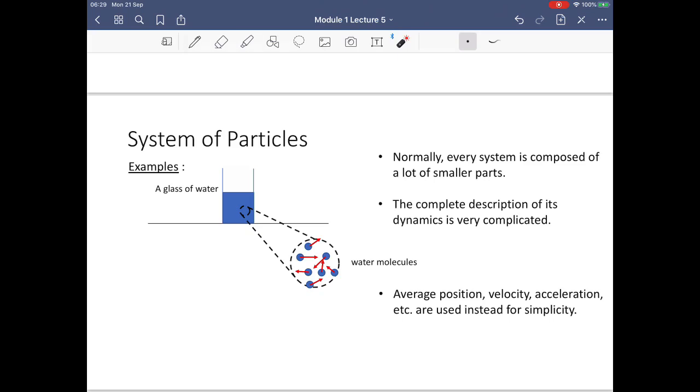So in order to understand how everything moves in more detail, you need to look into how these smaller parts are moving. Okay, but trying to look at how all these parts are moving is so complicated. So that is why at the beginning, what we are going to do is to try to see the average of the motion of this whole thing. And that is why we need the concept of average position, average velocity, and average acceleration, etc.